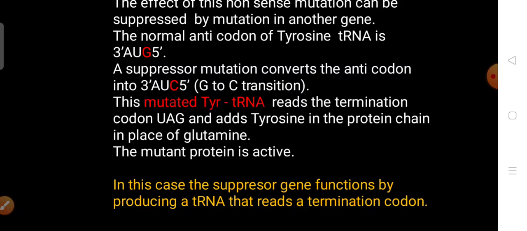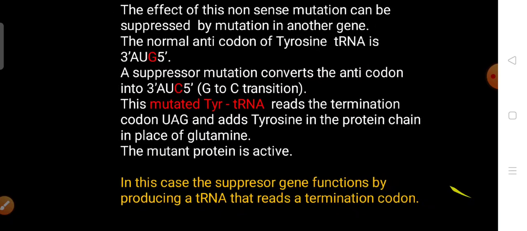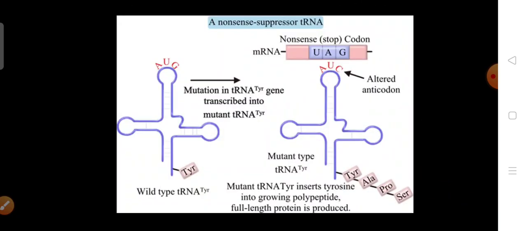In this case, the suppressor gene functions by producing tRNA that can read a termination codon. Okay, so this is how the deleterious effect of a nonsense mutation can be suppressed by altering the anticodon of tRNA such that the mutated tRNA can even read the termination codon and carry out the protein synthesis.